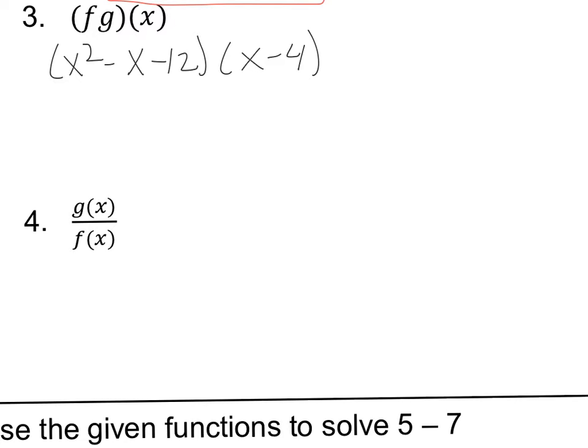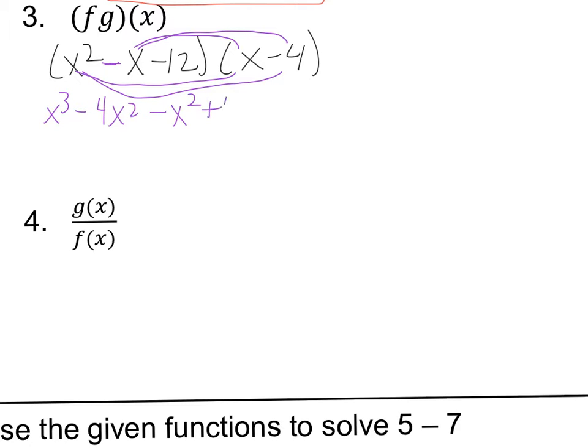So I have my x squared times my x, that gives me x cubed. X squared times negative 4, that gives me negative 4x squared. Negative x, remember this is a negative x times x, it gives me a negative x squared. Negative x times negative 4, positive 4x. Negative 12 times x, negative 12x. Negative 12 times negative 4, positive 48. That would be if you did it the swoosh swoosh rainbow way.